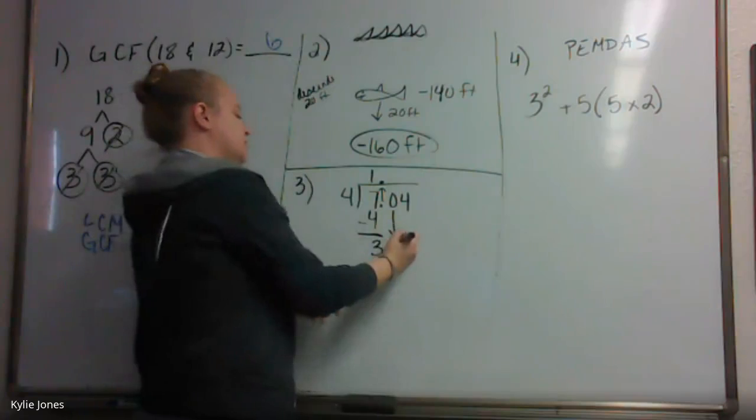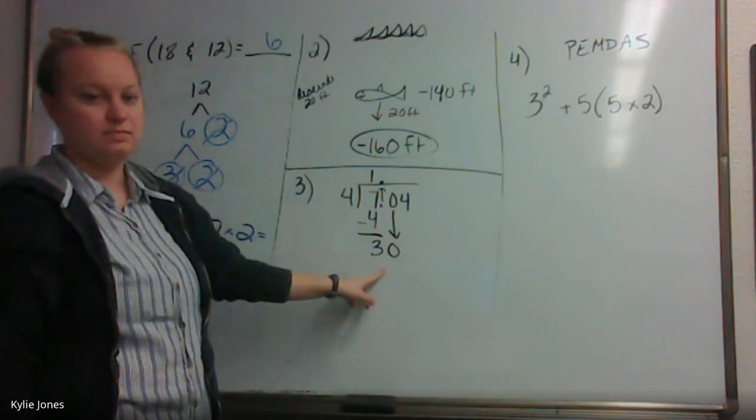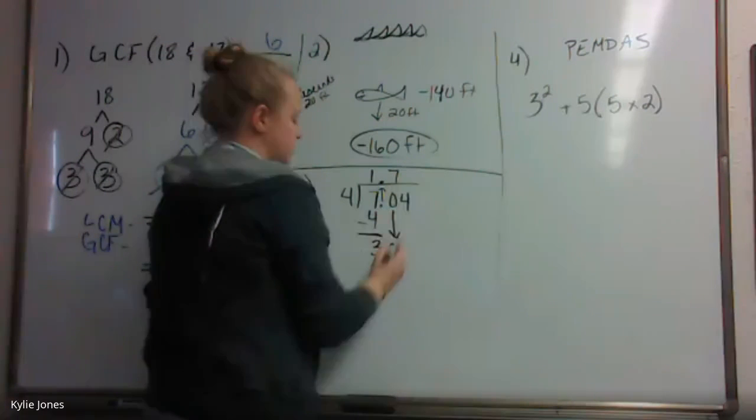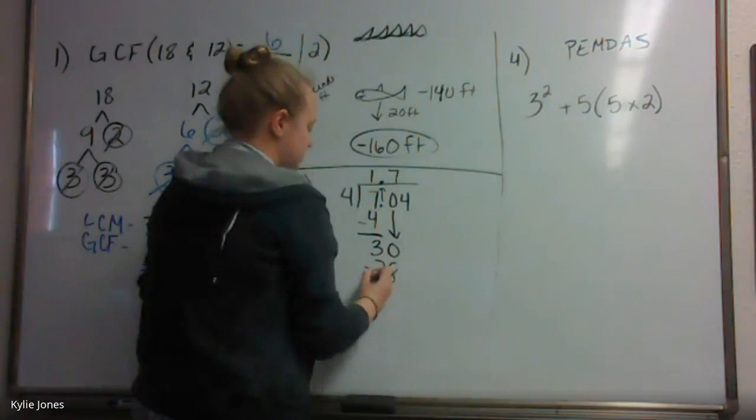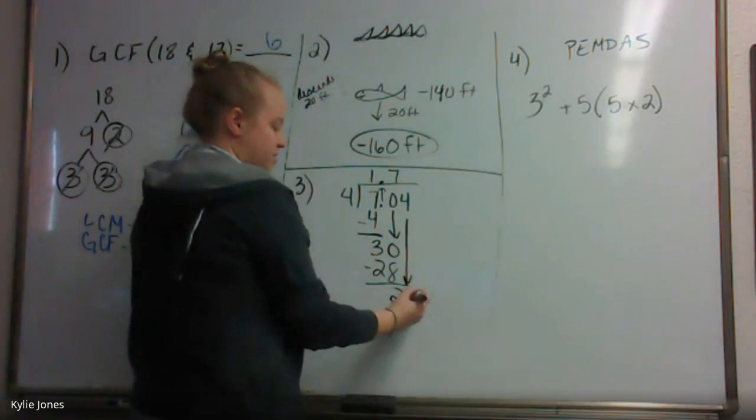We can drop down our 0. Does 4 go into 30? No, it goes into 28, which is 7 times. Good. It goes in 7 times. And like Dallin said, 28. We subtract to get 2, and then we can drop down our 4.